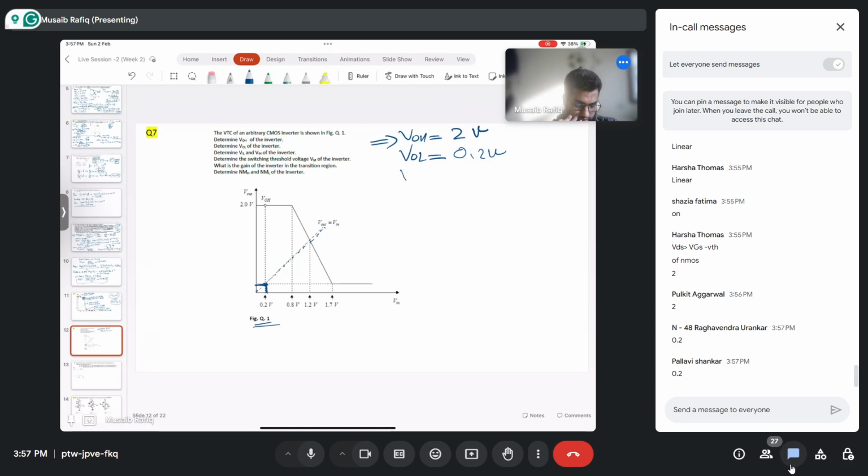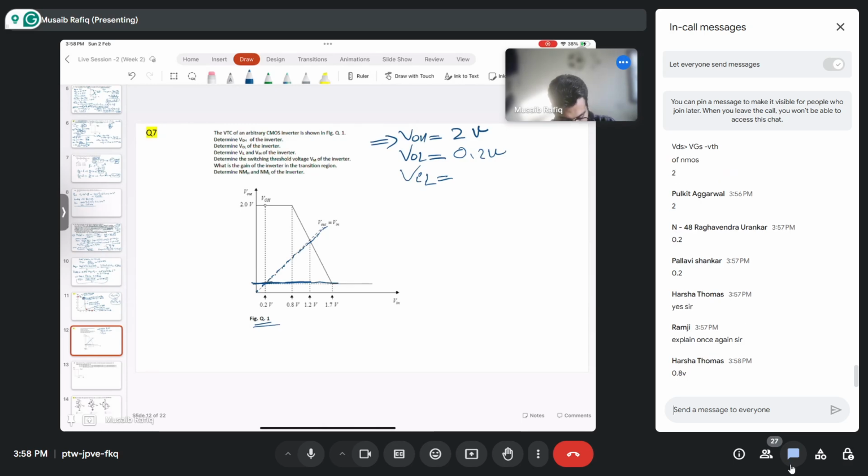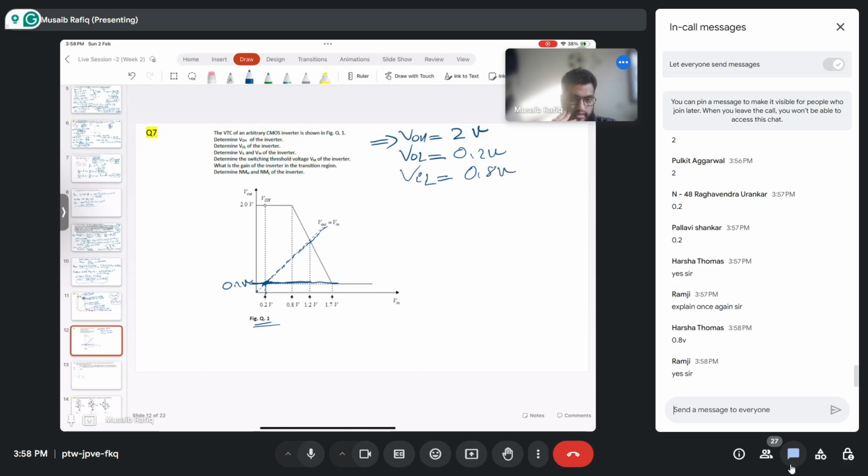Following the same lines, what is VIL equal to? So let me just explain it once. You see this line? What is this? Vout equal to Vin, and you need to find this point. The intersection of this is Vout equal to Vin. So if this is 0.2, this is also 0.2. Got it? Now VIL is 0.8 volts, as rightly said by one of the students.